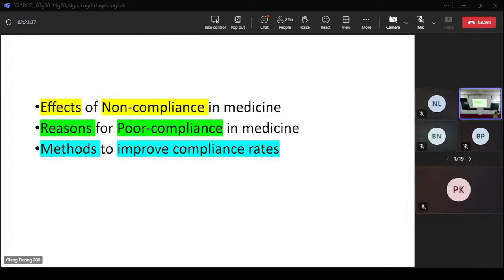Next, the method to improve compliance rates. When we can improve the compliance rates, we can come to the concordance, right? Khi mà mình cải thiện được cái compliance, tuân thủ được, thì mình sẽ đi tới đó là cái concordance. Tức là sao? Mình có sự am hiểu và đồng thuận giữa người cho thuốc và người xài thuốc. Còn cái compliance này chỉ là tuân thủ theo đơn bác sĩ.